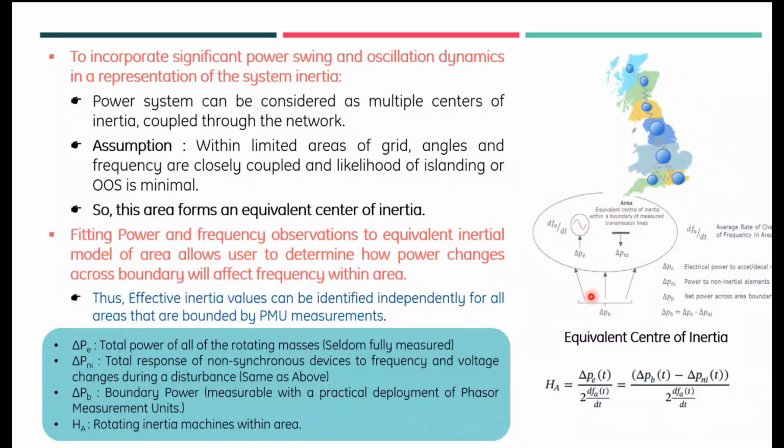If I have this tie line flow and rate of change of frequency within this area, I can utilize that tie line flow difference and rate of change of frequency to compute the inertia of this particular area, let us say area A. Similarly, I can do it for other areas also, and combined we will have the entire power system inertia as well as the regional inertia.